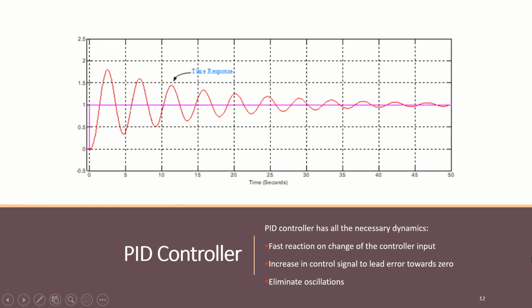This type of controller is the most common control methodology to use in real applications, as the PID controller has all the necessary dynamics, such as fast reaction and change of the controller input given by the derivative action, an increase in control signal to lead error towards zero thanks to the integral action, and finally, a suitable action inside control error to eliminate oscillations with the proportional action, causing a similar output response as the one shown in the graph, which meets all these characteristics previously mentioned.